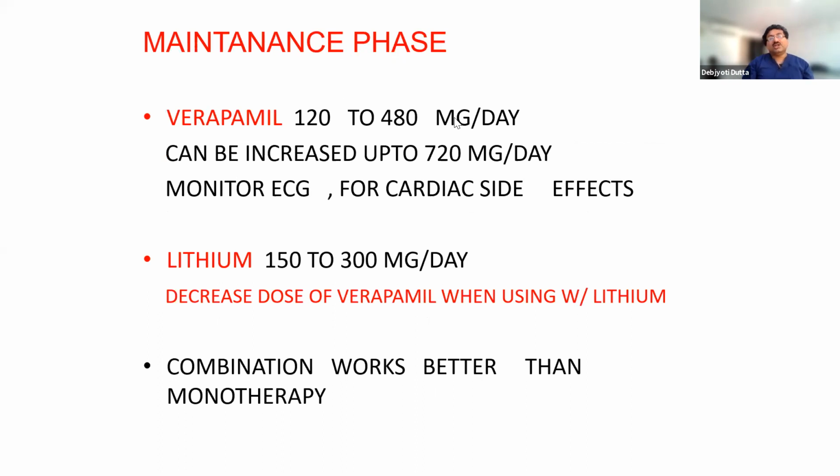Now coming to the prophylactic medicines for cluster headache. If we go for the evidence, the most evidence-based is verapamil. That is a calcium channel blocker, usually started with 80 milligrams three times a day or 40 milligrams three times a day, and increased up to 480 milligrams per day, and can be increased up to 720 milligrams per day. Monitoring of the ECG and checking for cardiac side effects is to be done when it is started, but it takes time to act.